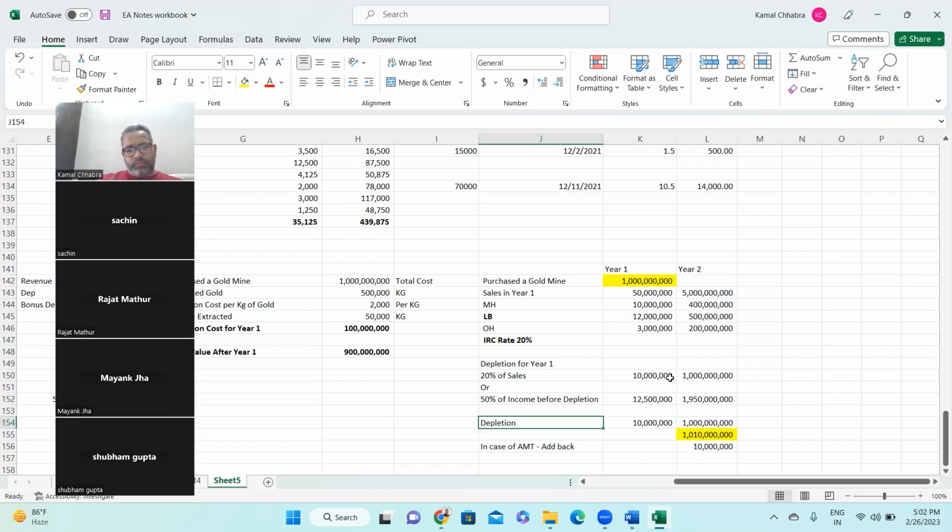Do you have to write the depletion of year one? We have taken 20% of sales or 50%. No. Every year you need to do the separate evaluation. Whichever comes lower, you'll be selecting. Okay. Very good question.